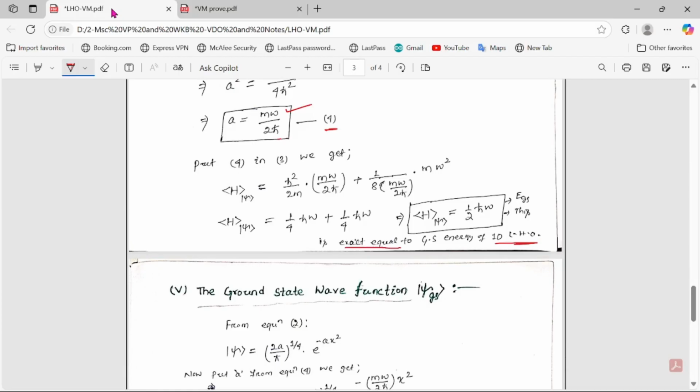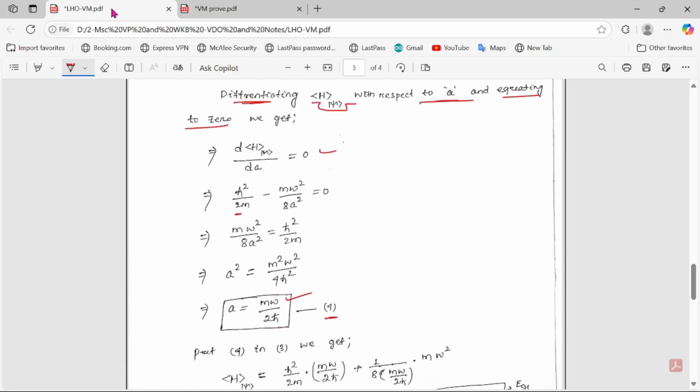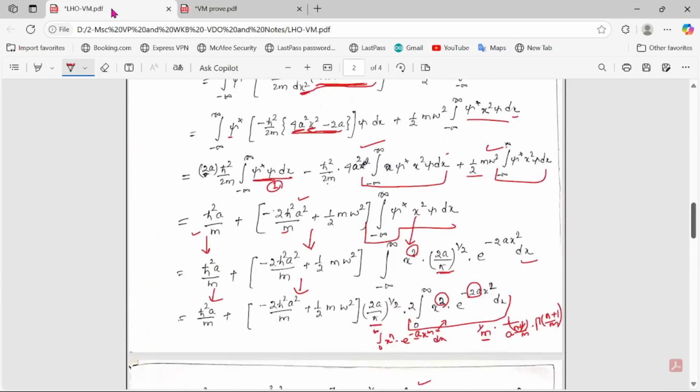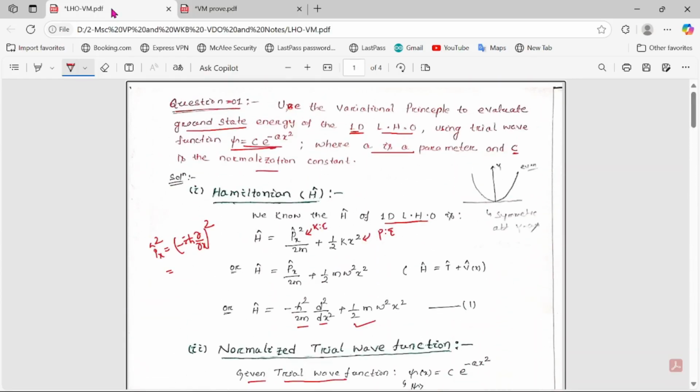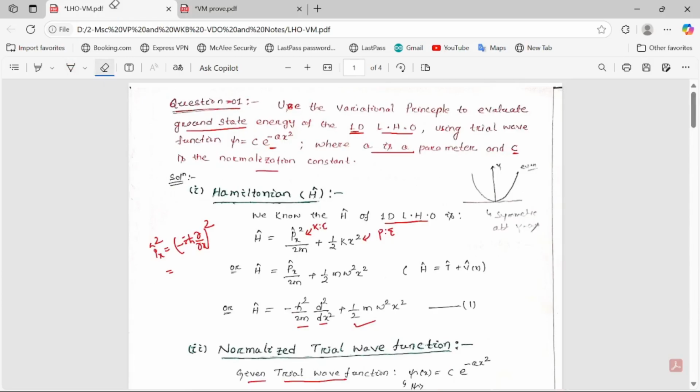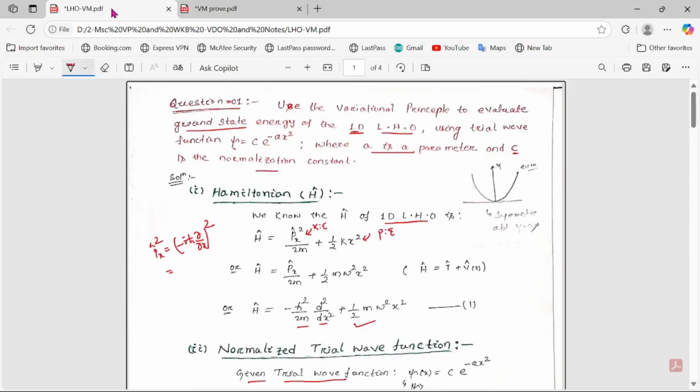So by using this trial wave function, we exactly found the ground state energy of the linear harmonic oscillator. Here in the question itself it is given that the trial wave function we have to consider is this one. Sometimes the trial wave function will be given differently. Suppose c into e to the power minus a x squared plus x, something like that. Whatever is given, normalize it and follow this procedure, and whatever comes will be your final answer.